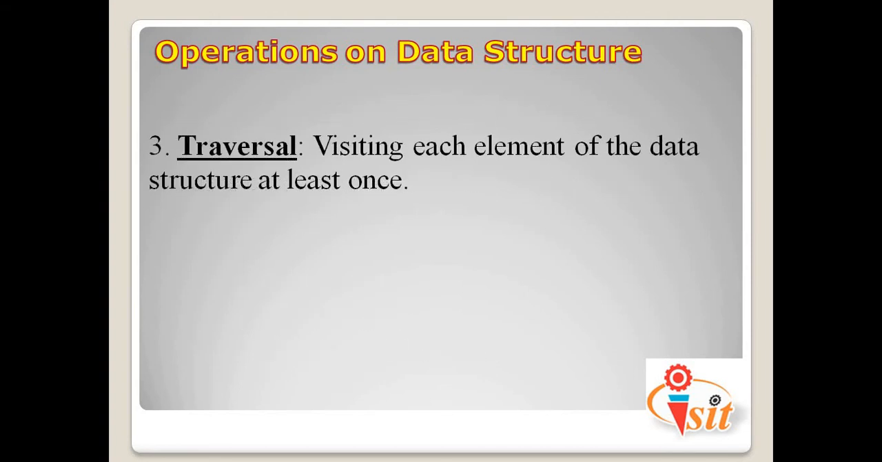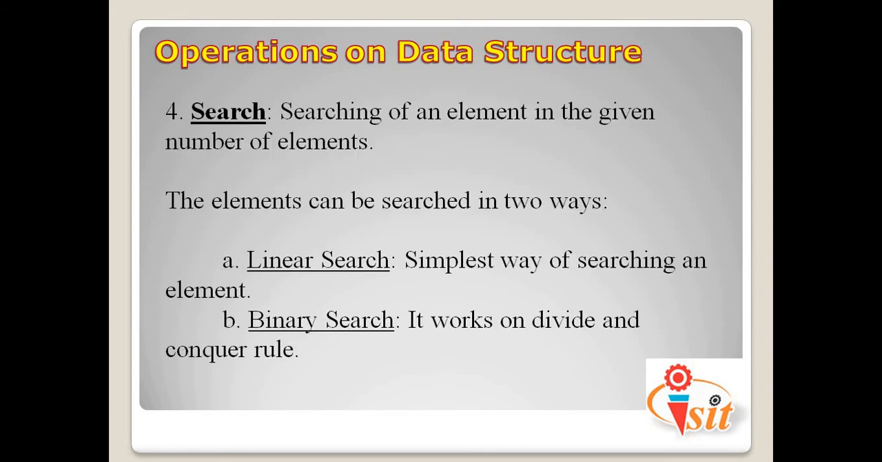The third one we have is traversal. It means visiting each element of the data structure at least once. For example, we have the numbers 1, 2, 3, 4, 5. In that case first we will visit the 1, afterwards we will visit the 2, afterwards 3, 4, and at the end we visit the element 5. That is the concept we are going to call traversal, and this is the third operation on the data structure.